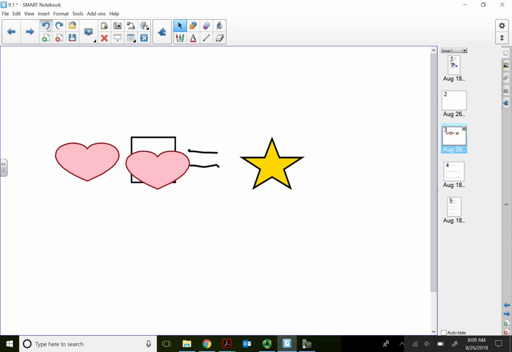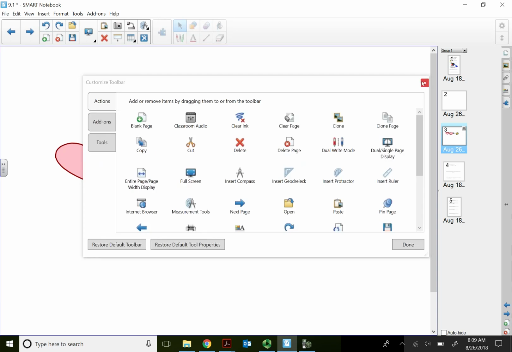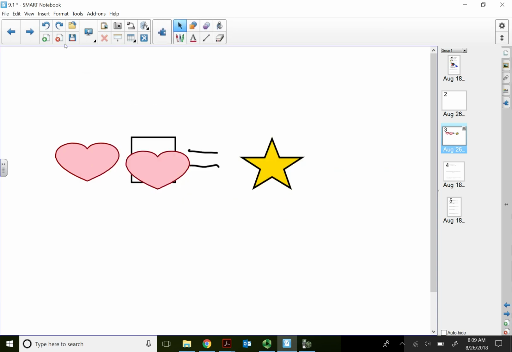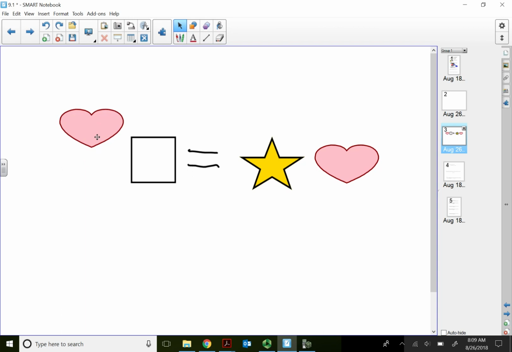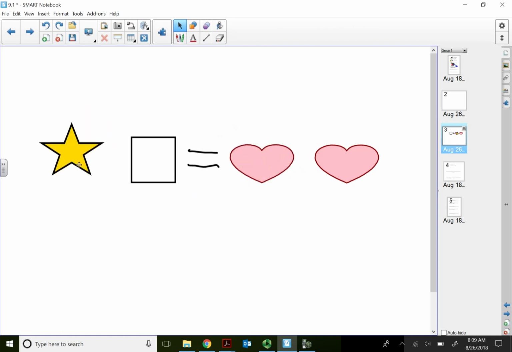All right. So same thing. If I choose to have my hearts on the right side of the equal sign, then this one on the left got to go to the right and the star got to move over. So now all my hearts are on the right side, I can combine like terms. Okay, so that's the basic idea.